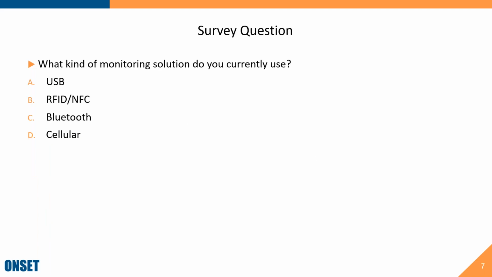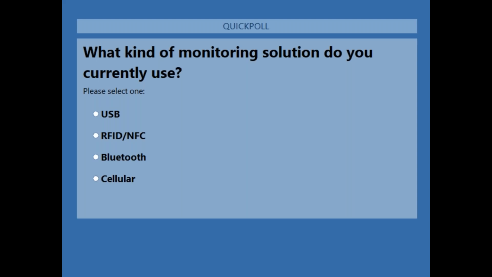Which leads us to our next survey question. So we talked a lot about USB loggers, cellular loggers, but we want to know what kind of logger you are actually using today. And then we'll discuss kind of the pros and cons of these different types of loggers and how it plays into our solution. So open up the poll again and give you a little bit of time to answer.